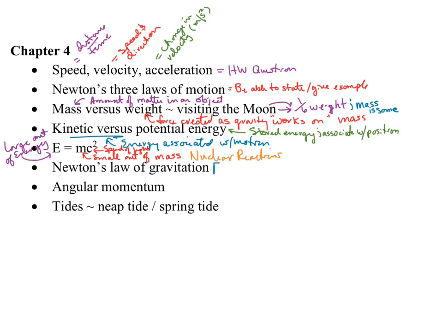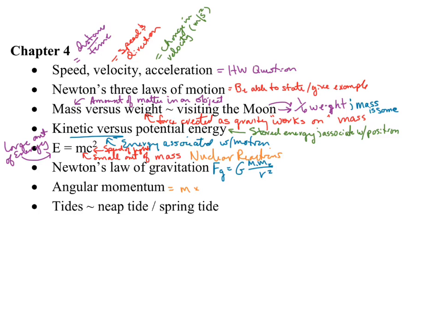And then Newton's law of gravitation actually was a homework question too, wasn't it? And the force of gravity is equal to G. G is that constant. And then you have 2 terms, m1 and m2. Those are the masses. And r squared, or d squared, is the distance between the 2 objects.